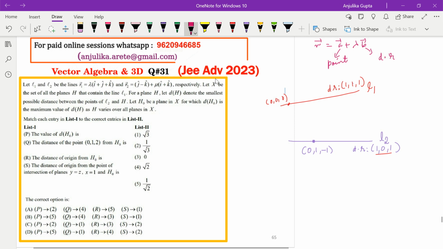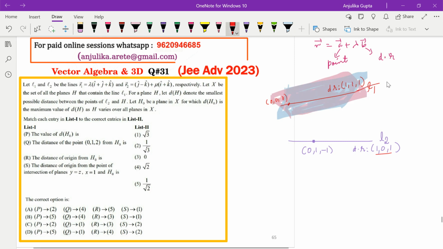Let's read further. Let X be a set of all the planes that contain the line L1. So what do you think? Containing the line L1, how many planes can you have? Let's say I draw this plane, that contains my line L1. Someone might draw some other plane. Let's say someone draws this plane, that also contains line L1.